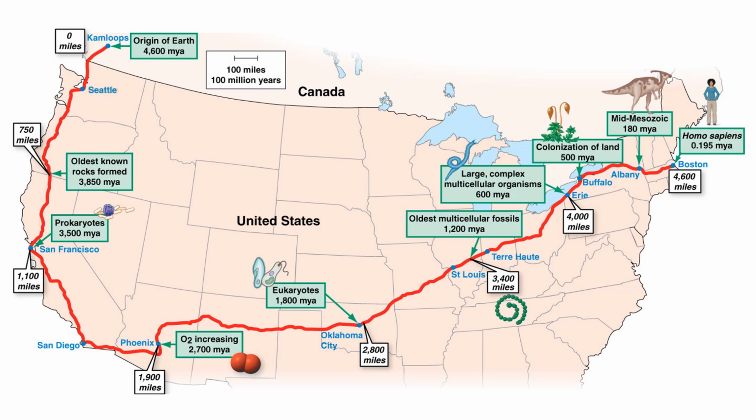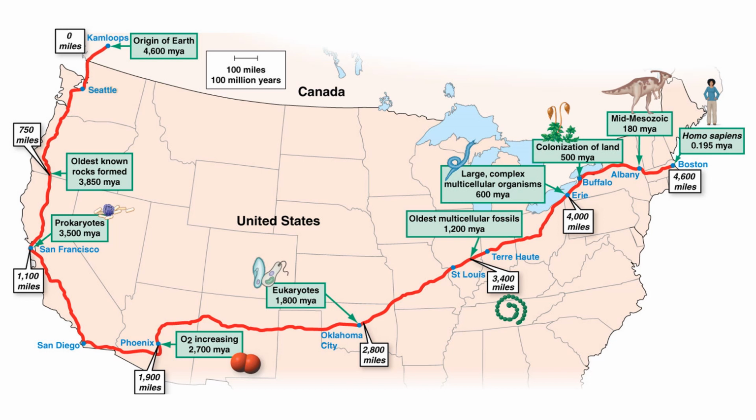Then we go northeast to St. Louis, and the first multicellular fossils are found, about 1.2 billion years ago. When we travel to Erie, this is when we start to have the first large complex multicellular organisms, about 600 million years ago. We then go through to Buffalo. This is when we think plants colonized the planet, 500 million years ago.